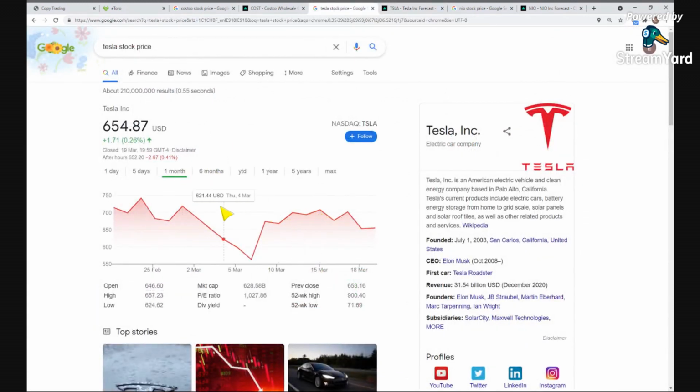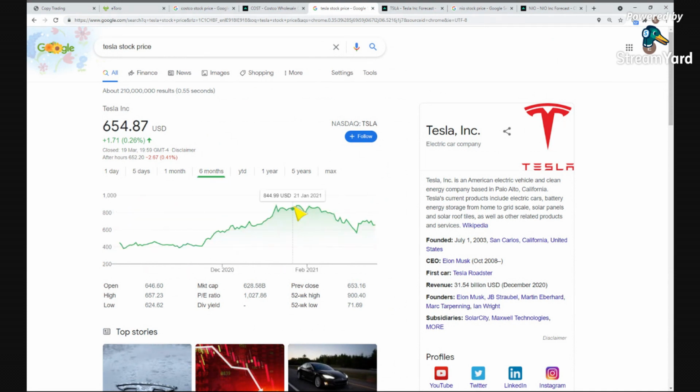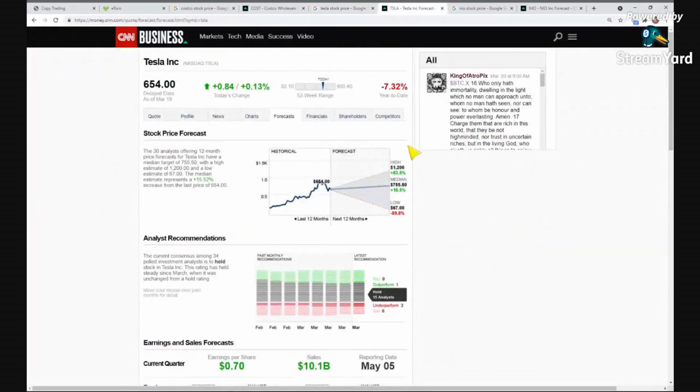Has it hit it over the last month? It's nearly hit it, at 742. So there's a good chance. Let's see the last 6 months. Yes, it's hit it. It's hit 850. There's a very good chance of this stock hitting that. So what I do again is I'm going to stick to the strategy.